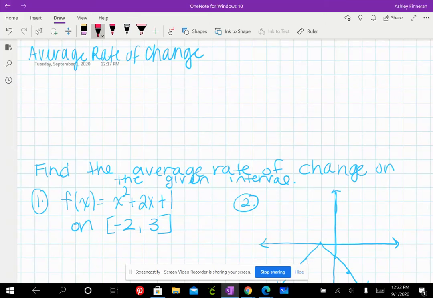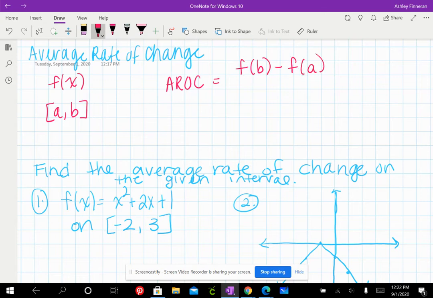Okay, what we're going to talk about today is something called average rate of change. When you are thinking about average rate of change, you essentially should be thinking about slope. So for instance, let's say I have some function f of x. The average rate of change on the interval a to b will be f of b minus f of a all over b minus a.